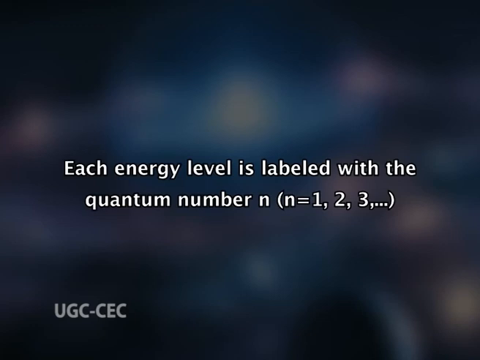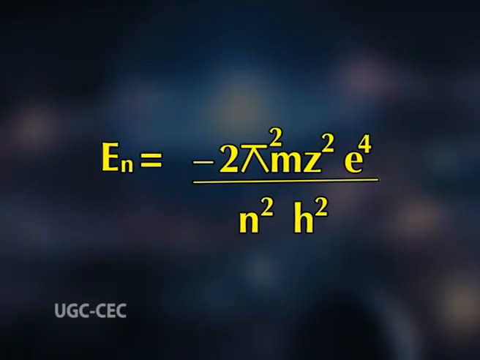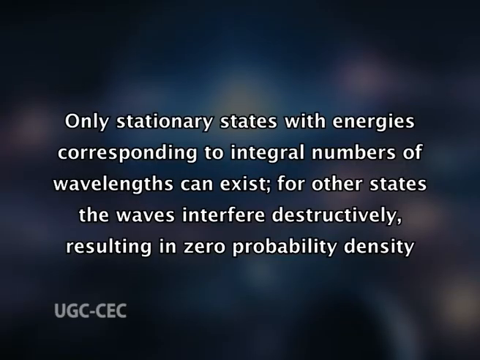Each energy level is labeled with the quantum number n, where n can be 1, 2, 3, 4, and so on. And the energy of a particular level can be determined by En = -2π²mZ²e⁴ / n²h². Quantized energy levels result from the relation between a particle's energy and its wavelength. For a confined particle, such as an electron in an atom, the wave function has the form of standing waves. Only stationary states with energies corresponding to integral numbers of wavelengths can exist. For other states, the waves interfere destructively, resulting in zero probability density.